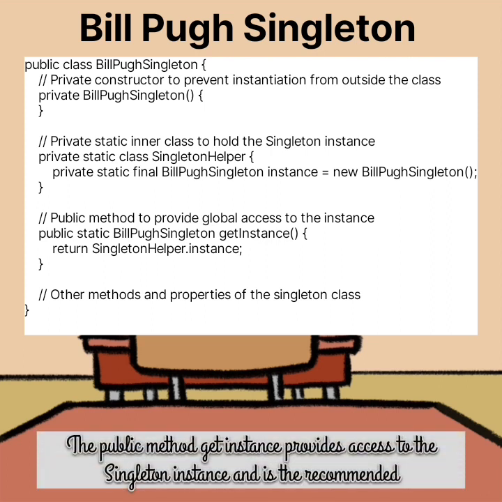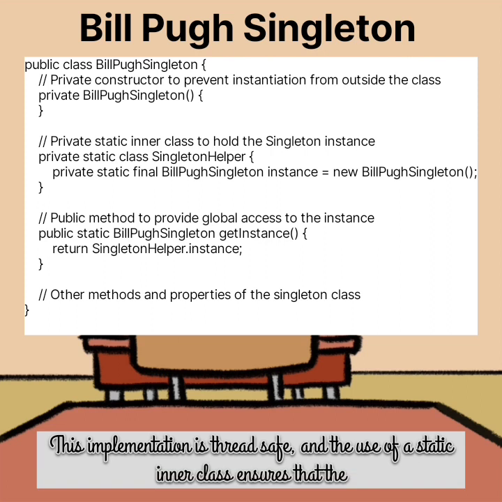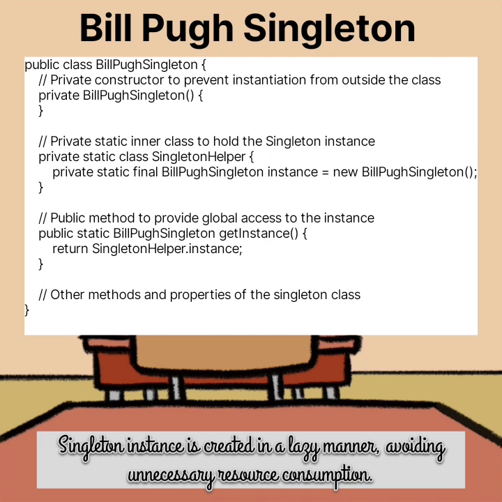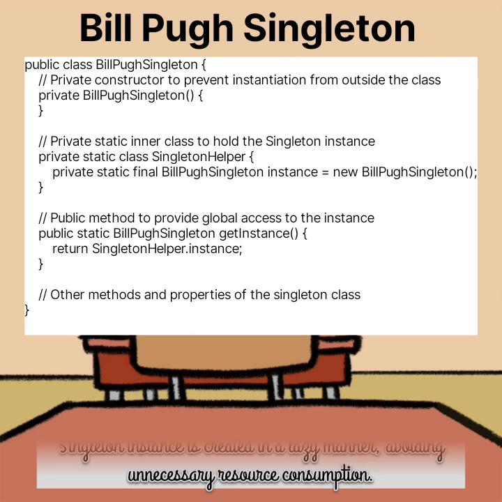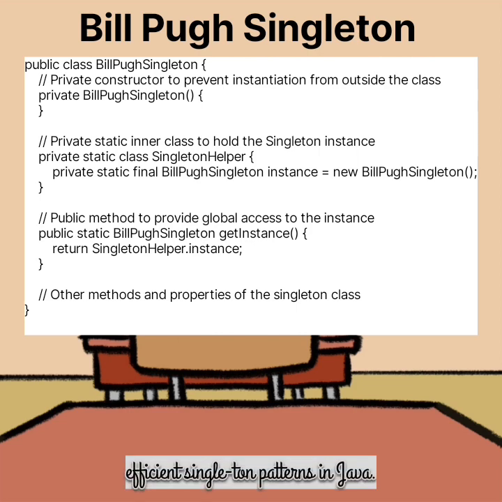The public method getInstance provides access to the Singleton instance and is the recommended way to obtain the instance. This implementation is thread-safe, and the use of a static inner class ensures that the Singleton instance is created in a lazy manner, avoiding unnecessary resource consumption. The Bill Pugh Singleton is considered a good practice for implementing thread-safe and efficient Singleton patterns in Java.